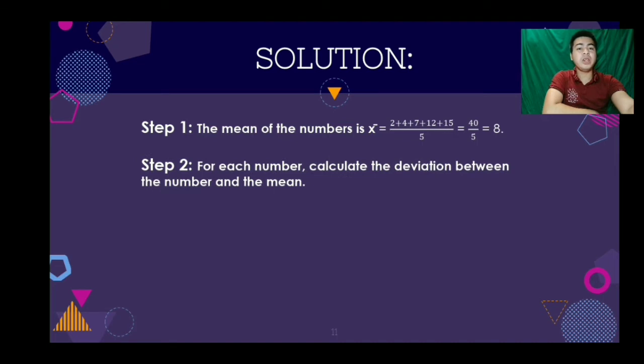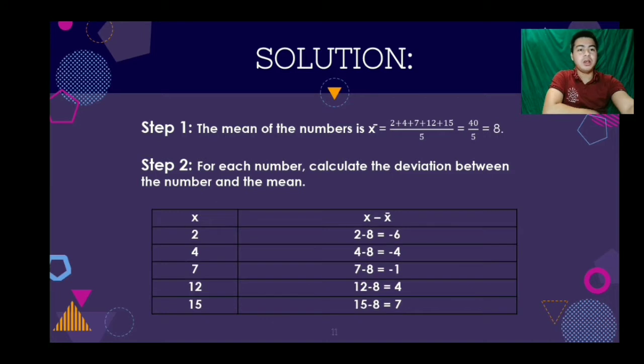Step 2, for each number, calculate the deviation between the number and the mean. So our x, we have 2, 4, 7, 12, and 15. So as in step 2, x minus mean. So our mean is 8. So 2 minus 8 equals negative 6. 4 minus 8 equals negative 4. 7 minus 8 equals negative 1. 12 minus 8 equals 4. And 15 minus 8 equals 7.